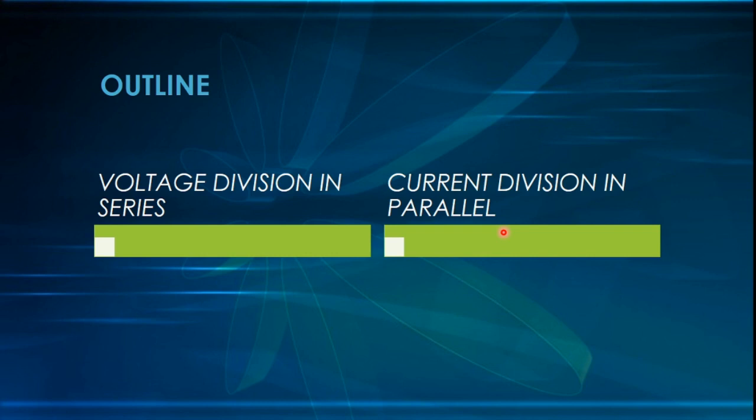The second one is current division in parallel. When two or more components are connected in parallel, the voltage will be similar for all the components, but the current will get divided among the elements, and therefore we call the rule current division in parallel. So in a series connection, the current remains constant for all the components, but voltage gets divided. In parallel connection, the voltage remains constant whereas the current gets divided.